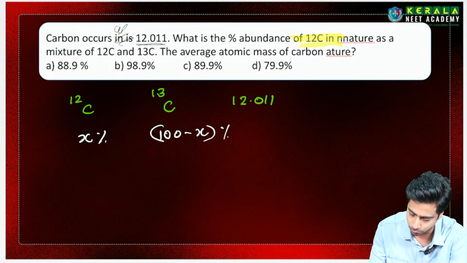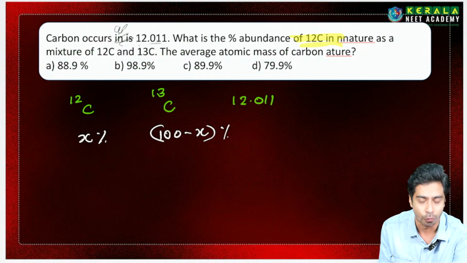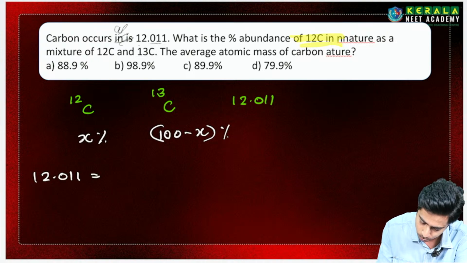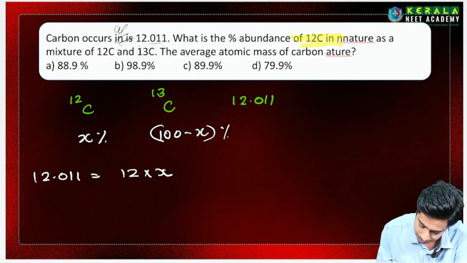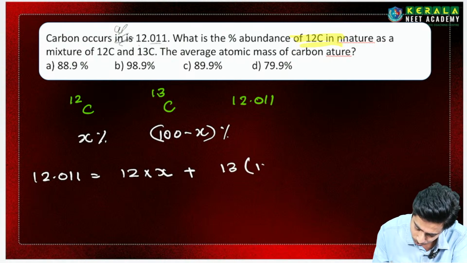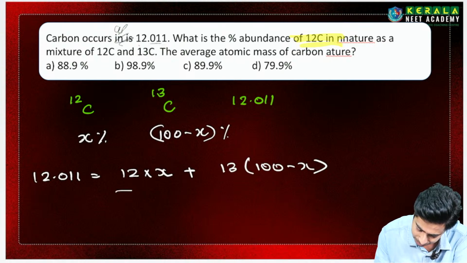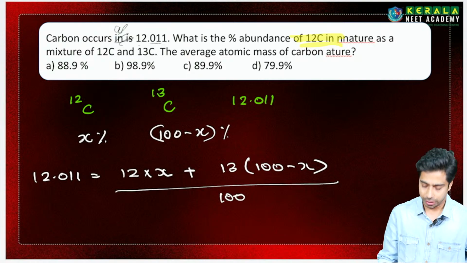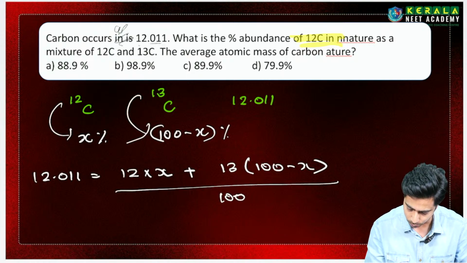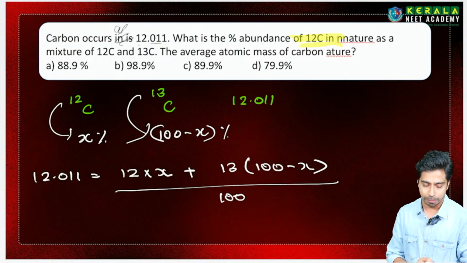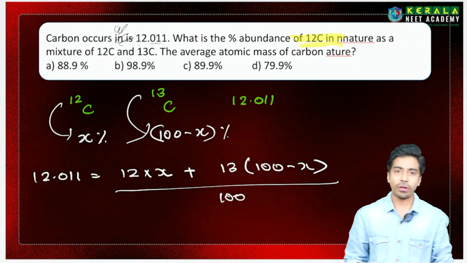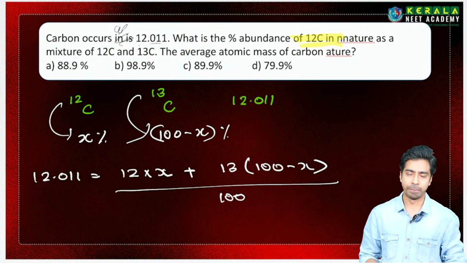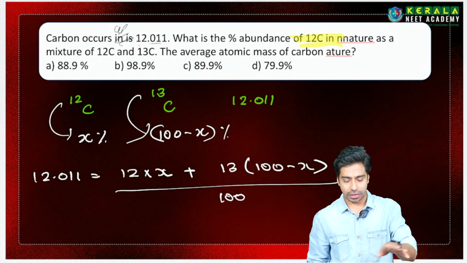What is the calculation? The average atomic mass is 12.011. So the average atomic mass is equal to 12 into x plus 13 into 100 minus x, divided by 100. Solve this and you need to get the value of x. It is a lengthy calculation. Now you can see the same shortcut can be applied here.